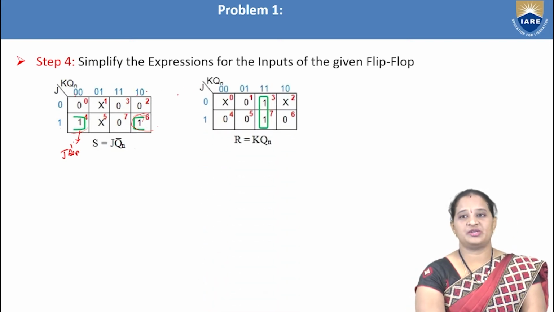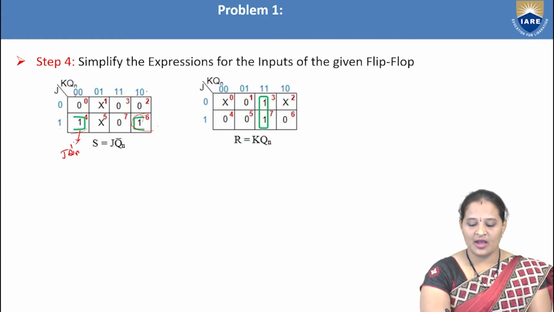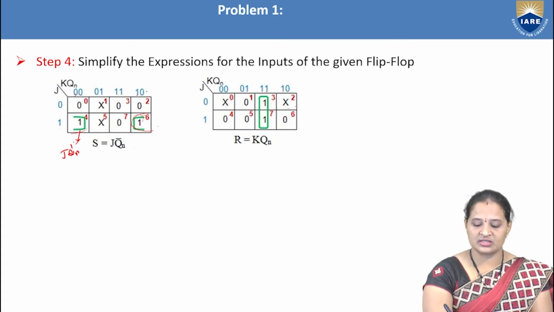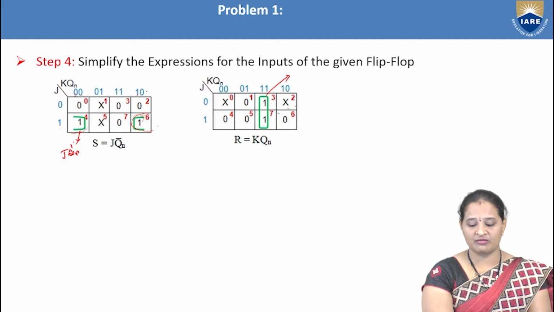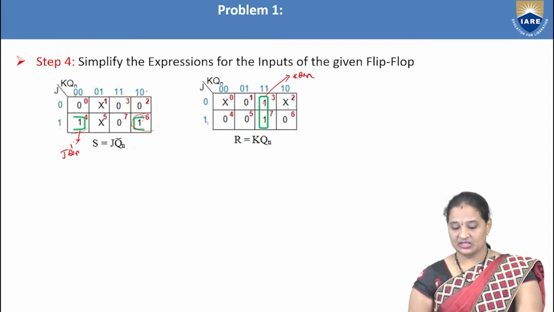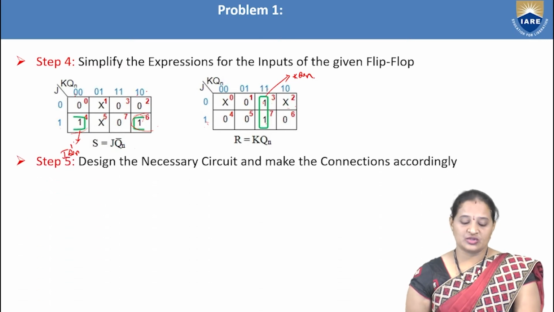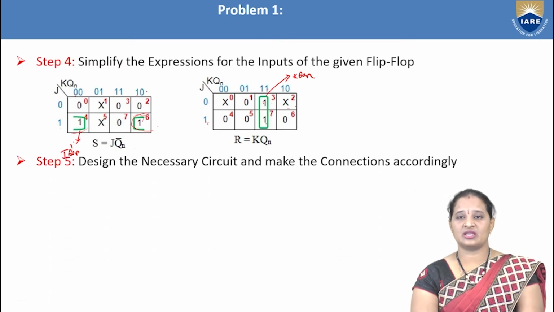Similarly, we can get the expression for R. Here, as we have ones, we can form a pair. It is not mandatory to cover the don't cares here, so we can form a single pair. Now what is the prime implicant that we can write? For these two cells, J is varying, whereas J is 0 for this cell and 1 for this cell, so eliminate J, whereas K and Qn values are common. So K, Qn. This is the equation for R. Once we have got the equations, what is the next thing?